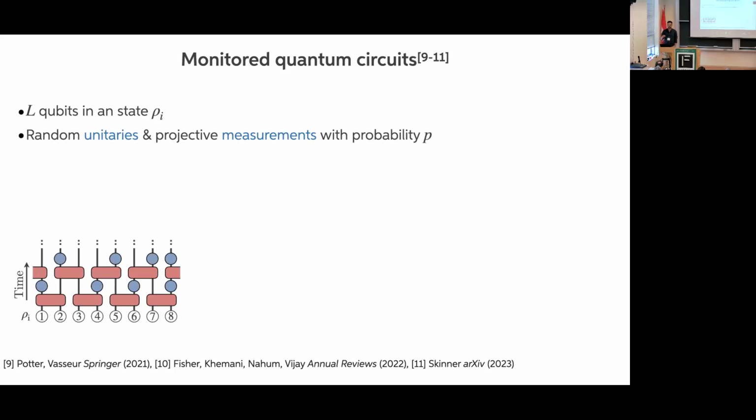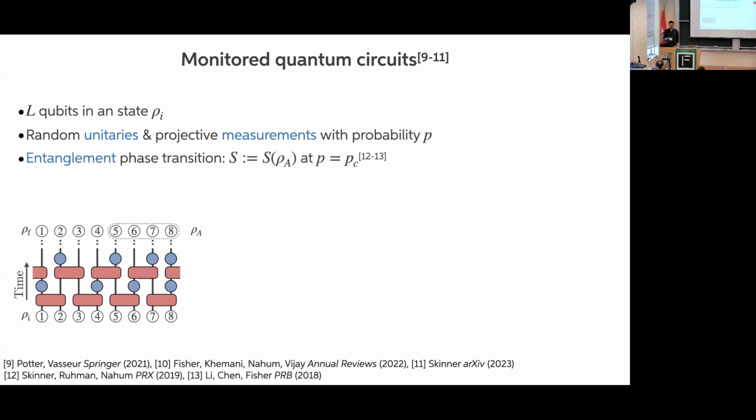Between each layer, you have projective measurements that occur with some probability P. If P was 0, there'd be no blue dots. If P is 1, there'd be blue dots at every point. And the measurements are trying to disentangle. So you have this nice tension between trying to entangle and trying to disentangle your circuit. You get to some final state, and you can measure the bipartite entanglement entropy of the system. You cut the system in half, and you see how entangled it is. The reason this quantity is interesting to look at is that it reveals a phase transition.